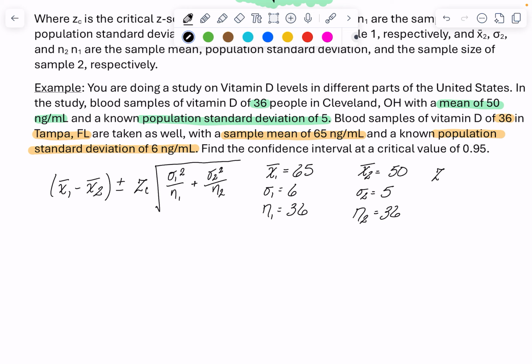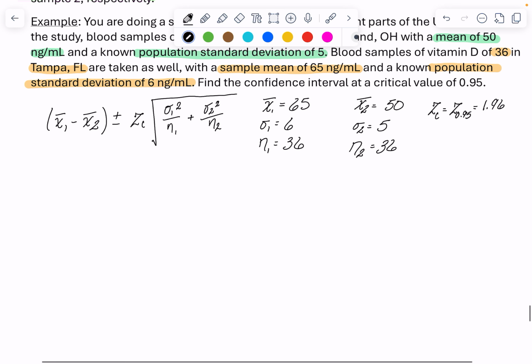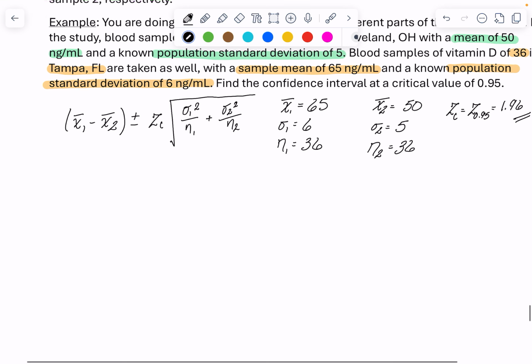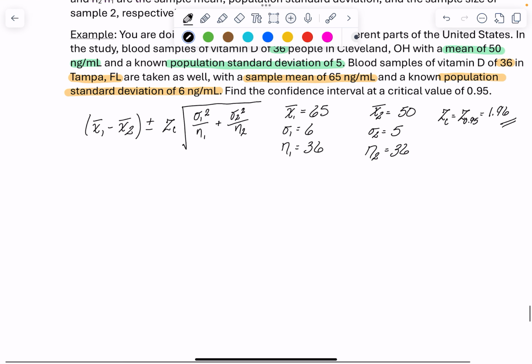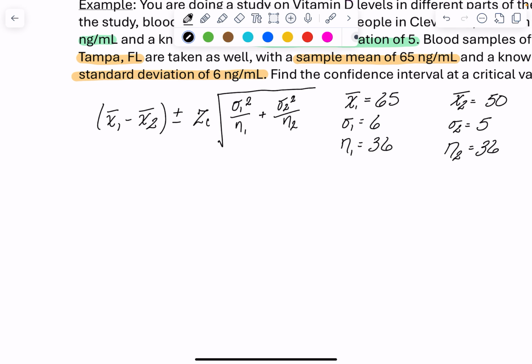Last but not least, we have our z critical value, which we know for 0.95 has been the one that we've been working with a lot, so we probably already have it memorized as 1.96. Again, that's calculated based off of the area underneath the curve. Please refer to section 7.1 for an in-depth calculation of that critical value. So let's plug everything in.